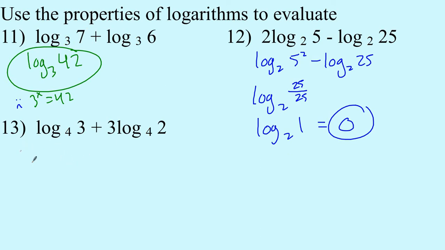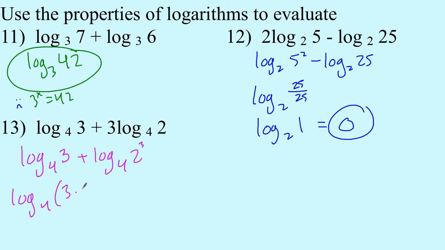All right, next one, we get log base 4 of 3 plus log base 4 of 2 cubed. So what's log base 4 of 3 times 8? So we get log base 4 of 24. Ooh. And that's not a nice number, so I'm going to leave it as a log, unless it tells me to round. Okay, so that's it for your basic properties of logs.